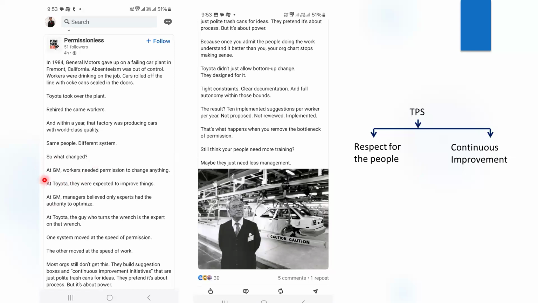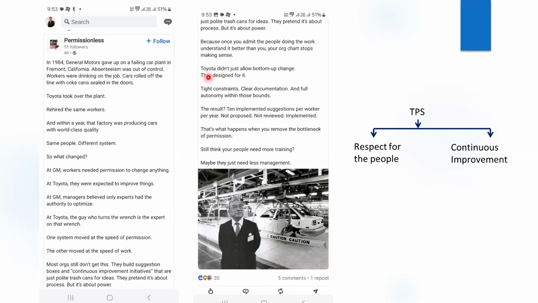And what changed? At GM, workers needed permission to change anything. At Toyota, they were expected to improve things. At GM, managers believed only experts had the authority to optimize. At Toyota, the guy who turns the wrench is the expert on that wrench, and we should use his talent. And hence it is said that non-utilization of human talent is the worst.